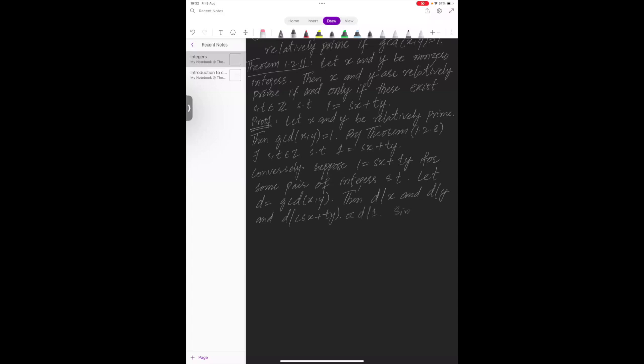Now, since d is a positive integer and d divides 1, then d is 1. Thus the GCD of x, y is 1. So x and y are relatively prime.